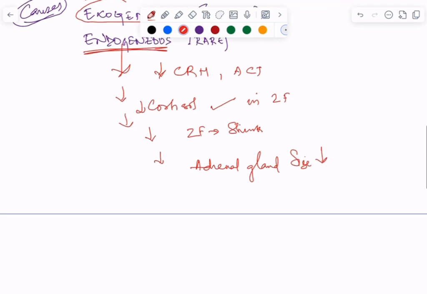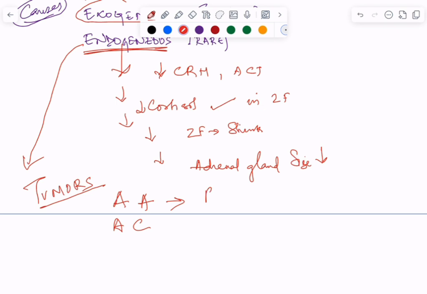And there are some other endogenous causes also, like tumors. So tumors also will cause an increased level of cortisol in our body. Some tumors are such as adrenal adenoma and adrenal carcinoma. Adrenal adenoma is benign and adrenal carcinoma is malignant.